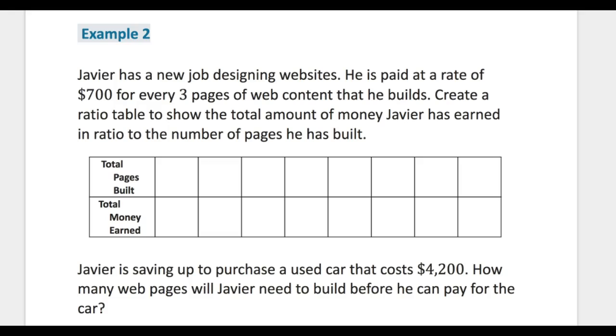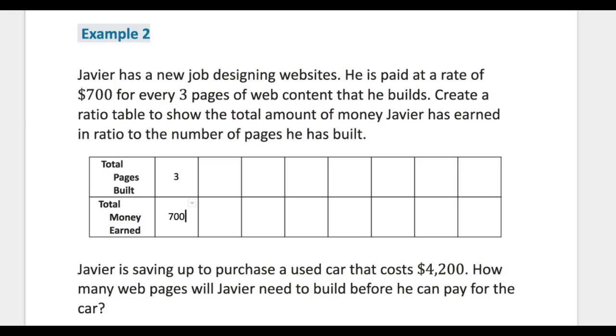First off, this is about what? Javier has a new job, and his job is designing websites. And when you design a website, it's called building a page. So he gets $700 for every 3 pages of web content that he builds. So my first question is, if we start to fill out a ratio here, our ratio table, is there an equivalent ratio to 700 to 3 that uses smaller whole numbers? If we talked about the value of it in its fraction form, you really couldn't reduce that. You couldn't simplify that. So let's start with 3 and 700.